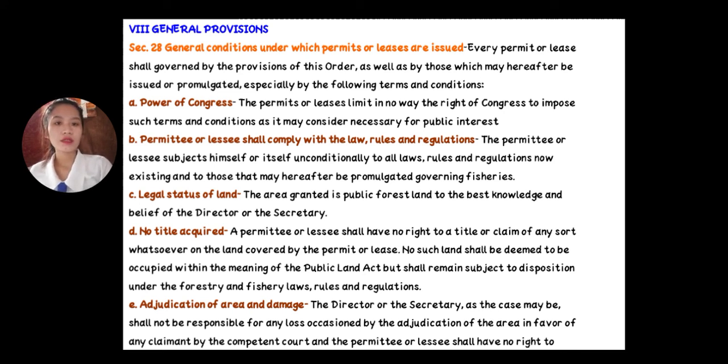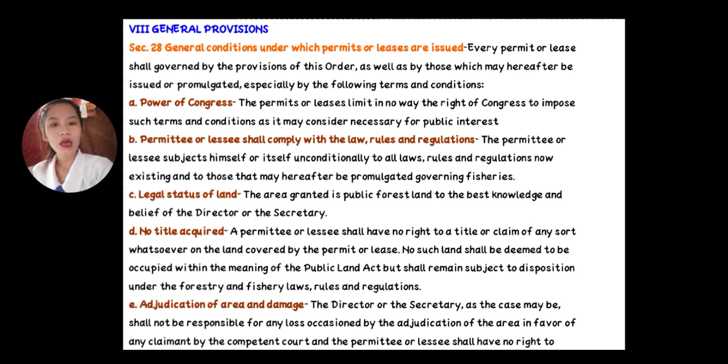So, letter C, legal status of land. The area granted is public forest land to the best knowledge and belief of the director or the secretary. So, we understand that. Letter D, no title acquired. A permittee or lessee shall have no right to a title or claim of any sort whatsoever on the land covered by the permit or lease. No such land shall be deemed to be occupied within the meaning of the Public Land Act, but shall remain subject to disposition under the Forestry and Fisheries Laws, rules and regulations. So, no title is acquired.